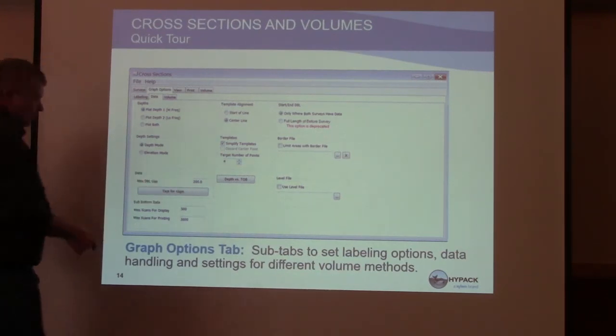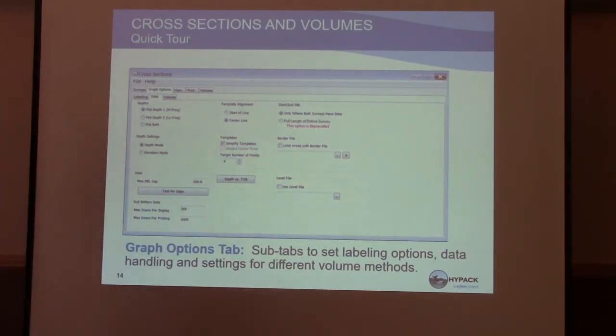Test for gaps. Anyone know what test for gaps does? If your data has a big gap in it, it'll actually connect those 2 points and calculate volumes based on the distance you say the gap can be. So anyone ever edit their data and have a big chunk of data missing? Volumes will only be calculated where there's data.